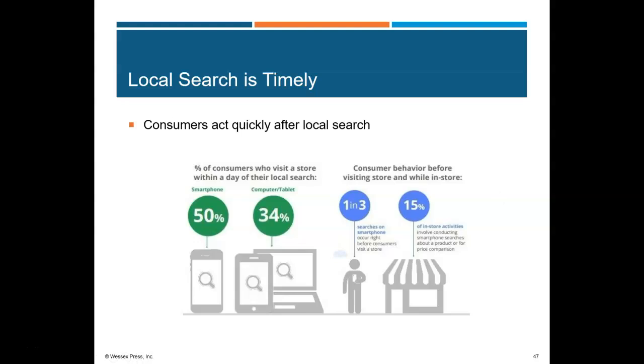Local search is timely. Consumers act quickly after local search. Percentage of consumers who visit a store within a day of their local search. Consumer behavior before visiting a store and while in store. So this is just explaining 50% of, and of course that's true, because you have your smartphone where you're at. And if it's asking you to share your location, you share it and it shows you automatically. You can just go there. You don't have to be at your house looking for this place and then get in your car and go.